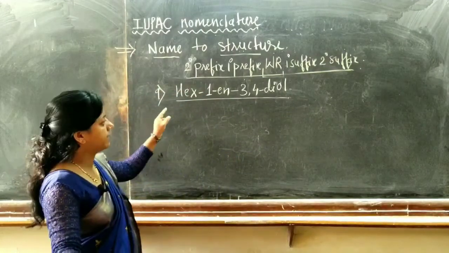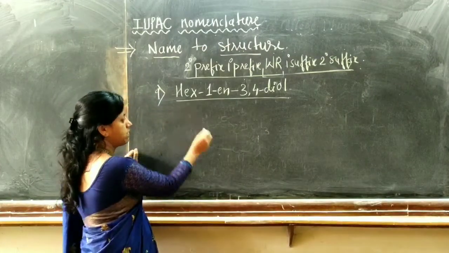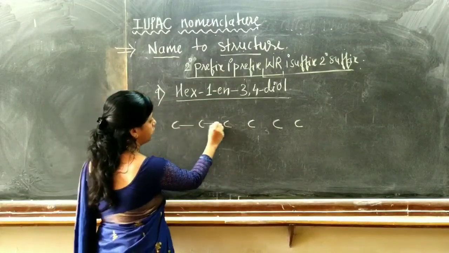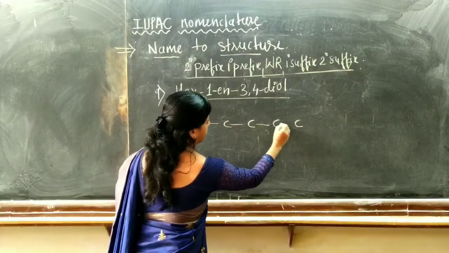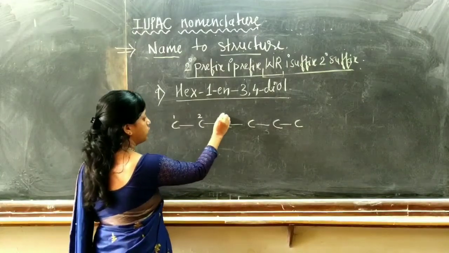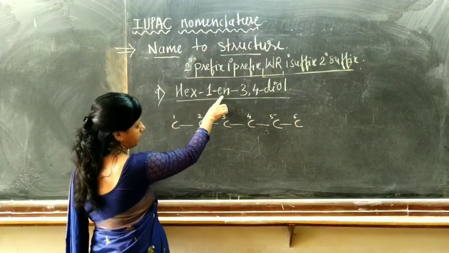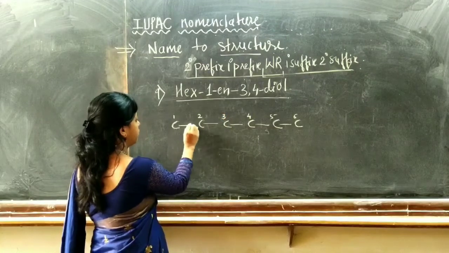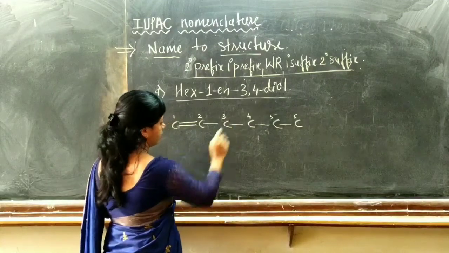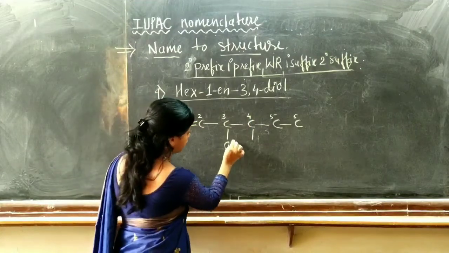So here this is the 9th example, hex-1-ene-3,4-diol. So hex means 6 carbons. First we have to number this 1, 2, 3, 4, 5, 6, and ene means a double bond is present between the 1 and 2 carbons. So here we have to draw a double bond. 3,4-diol: at the 3 and 4 positions, diol means it is having 2 OH groups.